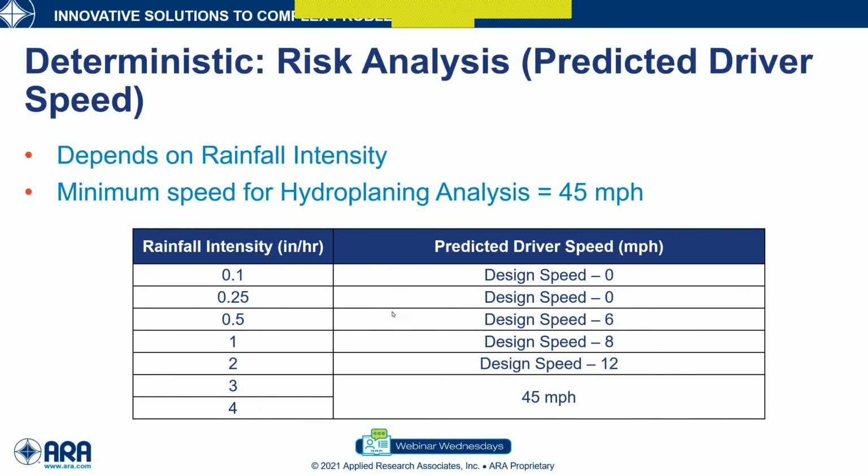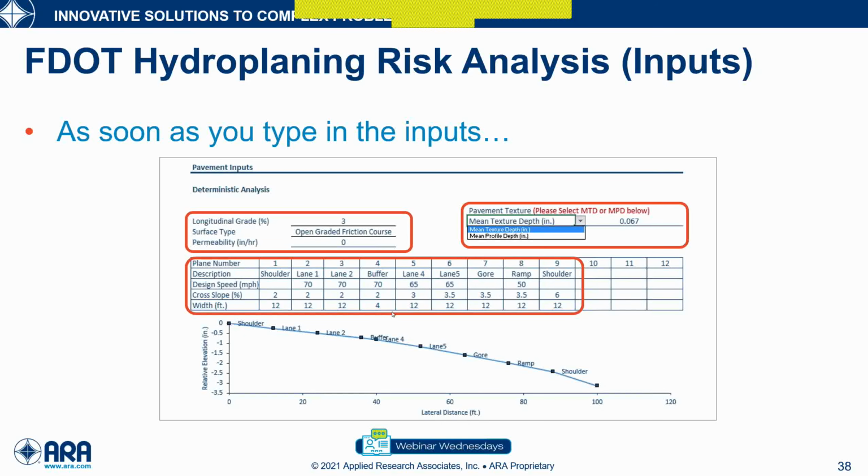And here is a snapshot of the hydroplaning prediction tool where you will provide the pavement inputs. This is very similar to what we saw in the deterministic analysis. You will be asked again for the longitudinal grade. For the surface type, you will again have the recommended values for the MTD or MPD, the texture values. You're going to have to input the permeability. Here you can model up to 12 lanes, as in the basic analysis, and once again remember to input all the information for shoulders, buffers, or all the components of your pavement.